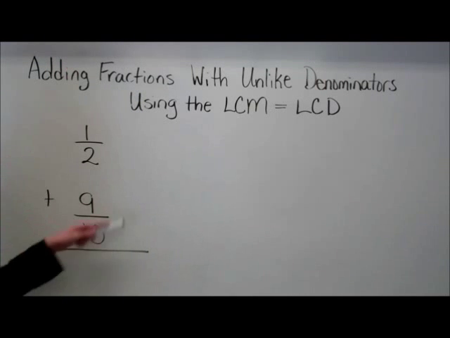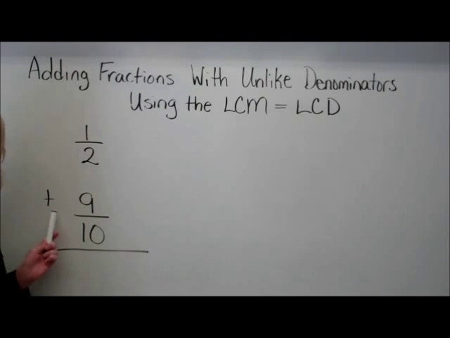So again, first we analyze our problem. We notice that it's an addition problem. We also notice that the two denominators are unlike. So we know that we need to find a common denominator, a like denominator that they can share.